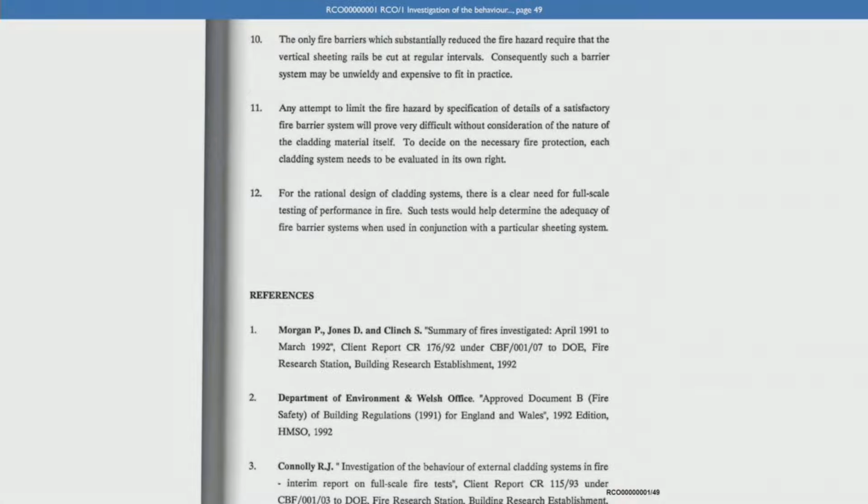I suppose my only concern with the conclusions as written and without seeing the rest of the report is it's not clear what fire barriers he's talking about and what types of fire barriers were actually tested. And given that this was back in 1994, how relevant that is now to practice today and the types of systems that are available today in terms of barriers, that would be my concern around that.